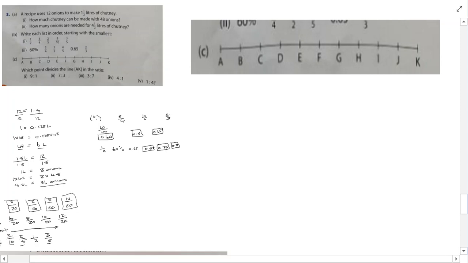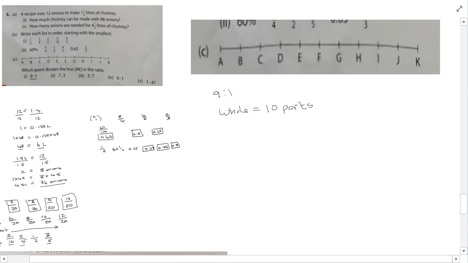So what you're being asked to do is figure out where in the line you stop in order to get the ratio of 9:1. If we think about this, 9:1 means that we're splitting it up. To find out what the whole is, we just add 9 and 1 together. So the whole is equal to 10 parts.